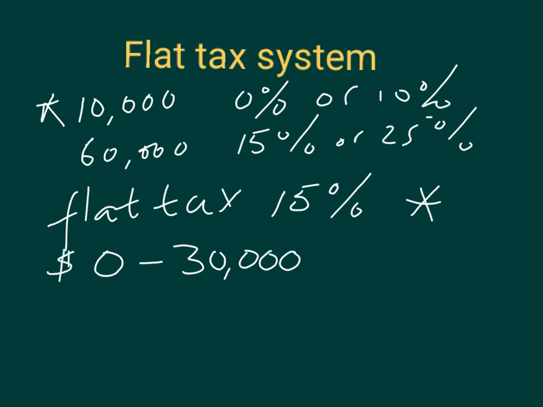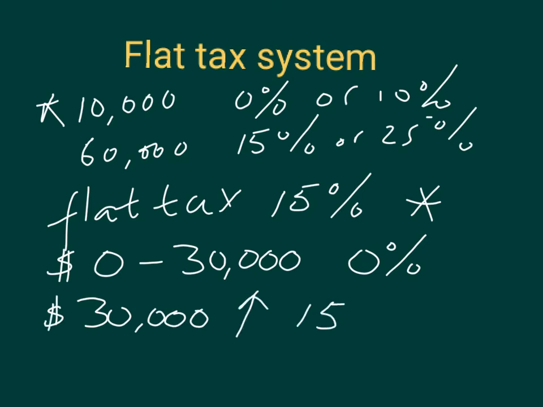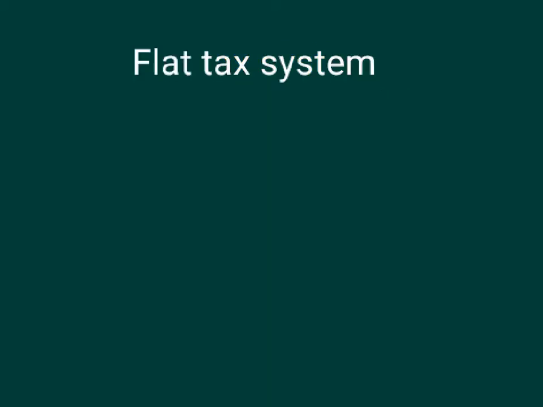in income. So people earning anywhere between $0 and $30,000 would actually pay 0%. And then they would start paying on any income that they earn above that. So $30,000 and higher, they would start paying the 15% or whatever the flat tax rate is. In the flat tax system, the higher incomes pay a lower rate compared to the current progressive tax system.